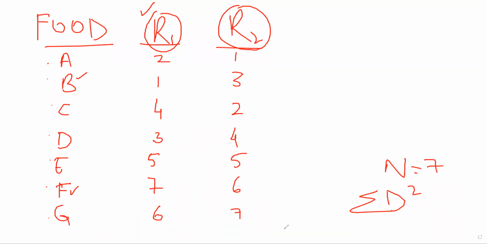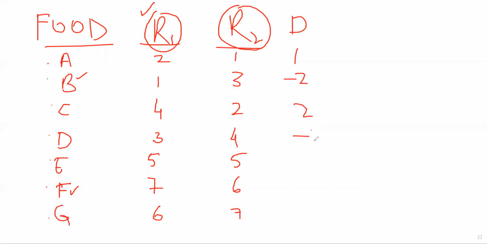That is established. Now you have to calculate d, that is the difference. D is equal to R1 minus R2, meaning this will be 1, this will be minus 2, this will be 2, minus 1, and so on. Total 8, sir. You do not have to total this, you have to square it.